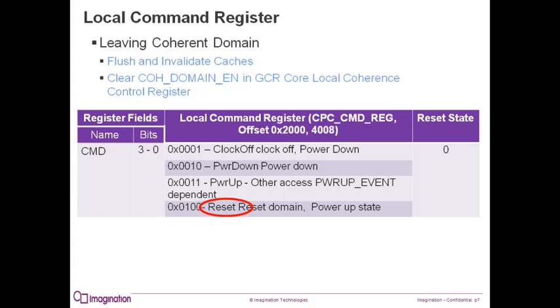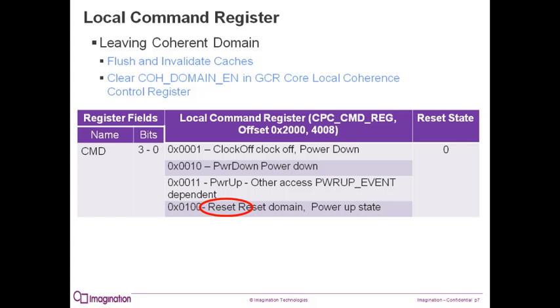The reset command allows a domain in non-coherent operation to be reset. It also can be sent to a domain in a powered down or clock off mode. The domain will then become active and a reset sequence is executed, which leads to the operational state of non-coherent or coherent depending on the GCR local coherence control register.